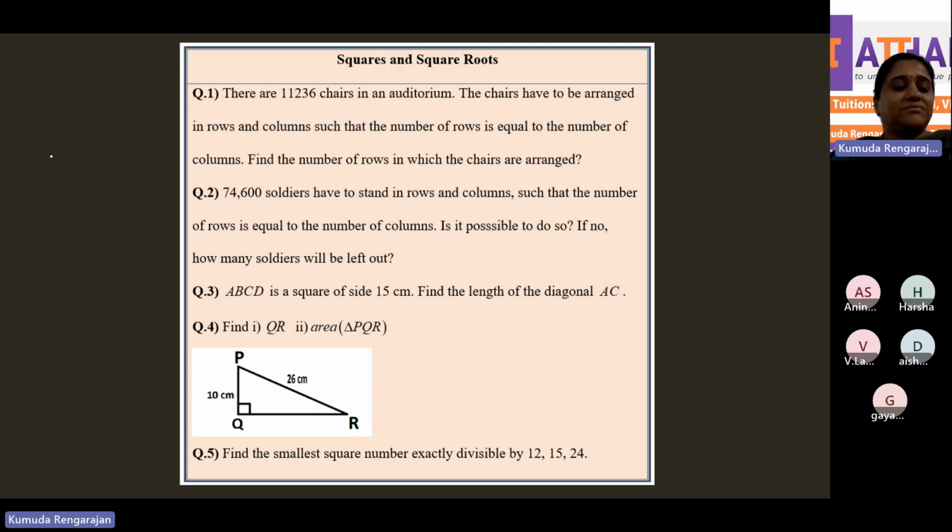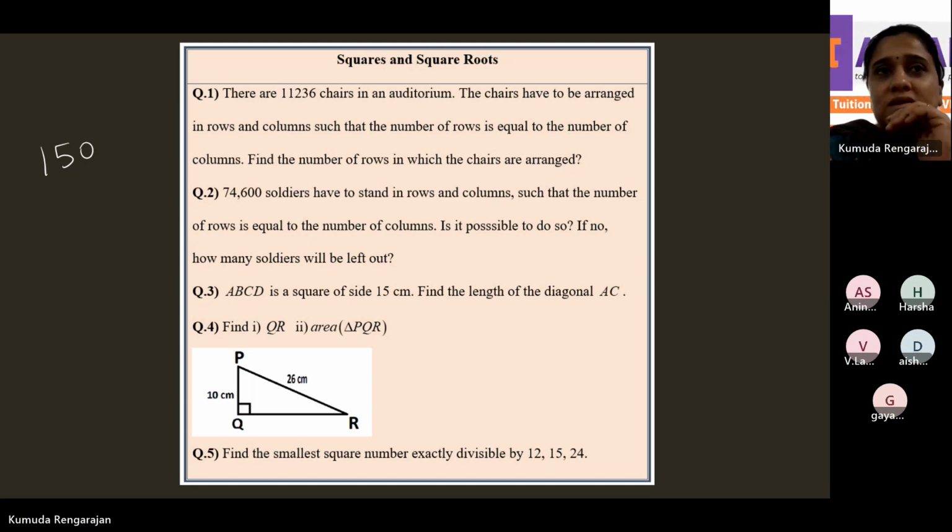Supposing you have, let me take a smaller number, 150. You have 150 chairs. Okay, we'll just change the situation. So you're in your school and there are 150 students. 150 students have assembled in the school playground.